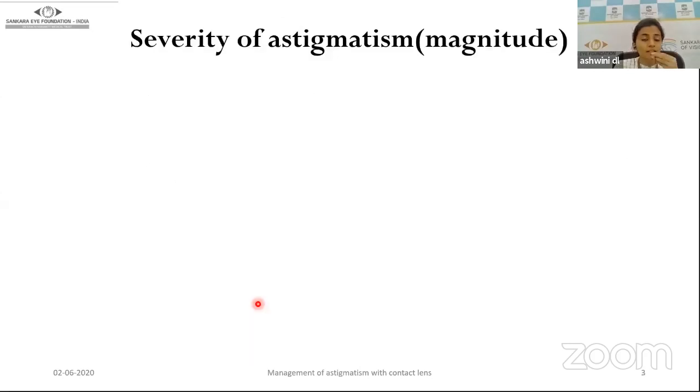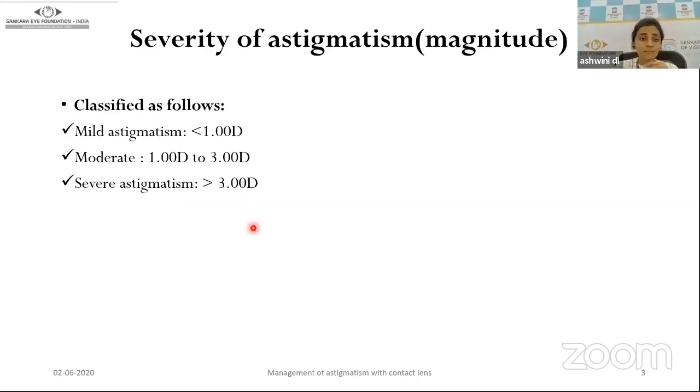Again, there are 3 types based on the magnitude of the astigmatism. It is classified as follows. Mild astigmatism, when the astigmatic dioptric power is less than 1 diopter. If the astigmatic power is 1 diopter to 3 diopter, it's considered moderate. If the astigmatism power is more than 3 diopter, then it is considered severe astigmatism.